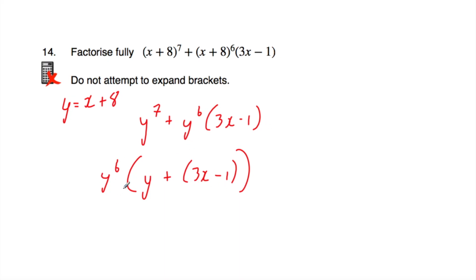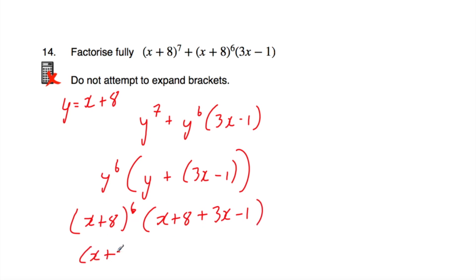Okay, now let's replace the y with x plus 8. So instead of y to the power of 6, we would have (x plus 8) to the power of 6. And then inside the bracket, instead of having y, we're going to have x plus 8, and then we've still got our plus, and then 3x minus 1. Now let's simplify this. So we'd have (x plus 8) to the power of 6, and then in the second bracket, we've got x plus 3x, that's 4x, and then 8 take away 1 would be 7, so plus 7. And that's it, we've factorized it.